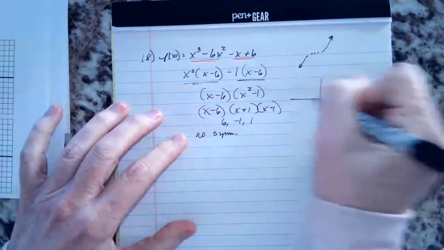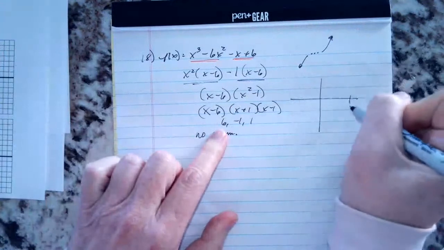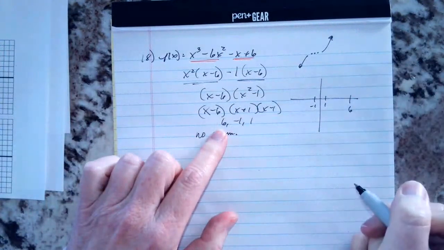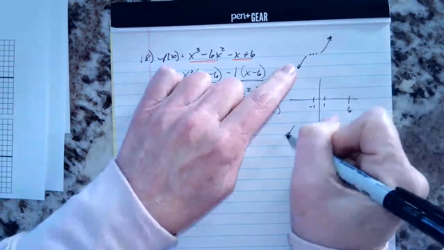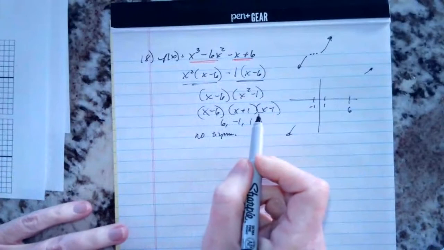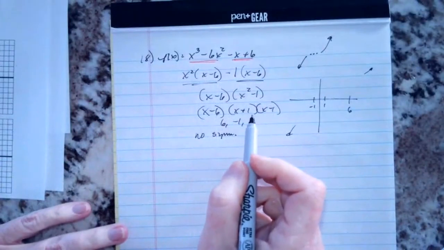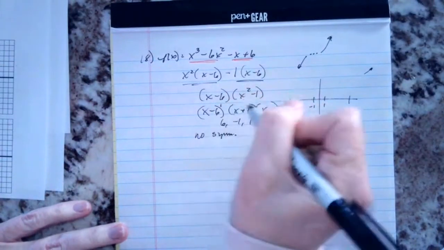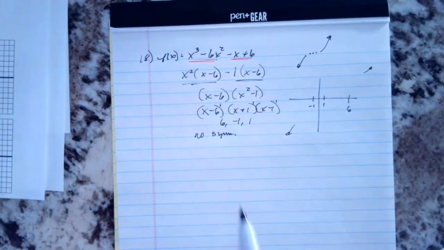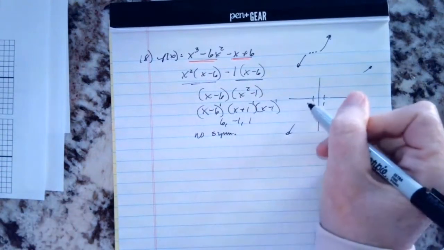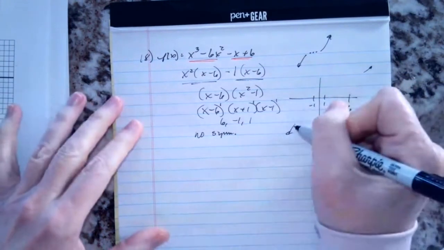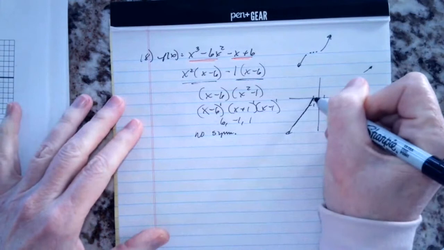Let's graph this. Let's see, we've got a 6, we've got a 1, and we've got a negative 1. We know we're coming in from down here. We're going out there. All of these only cross. They don't turn around. Remember, it's an exponent of 1. If we had a 2, then we'd be doing the turnaround thing. But each one of these has an exponent of 1. So I'm going to come in here.